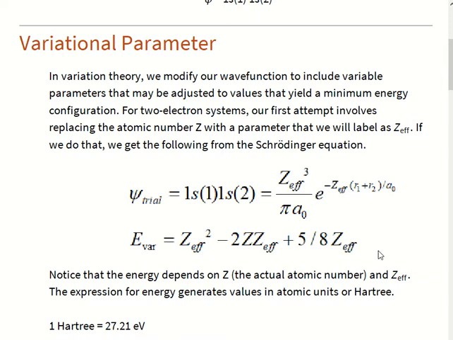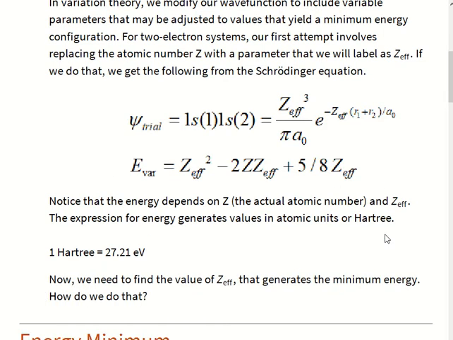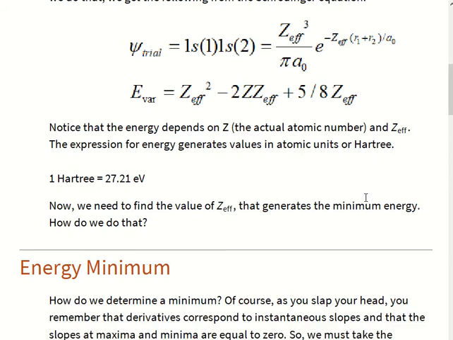All right, so here's our variational energy with our parameter Z effective. So what we're trying to do, remember, is find the value of Z effective that gives us the lowest possible energy, because the lowest possible energy is going to correspond to the situation which is closest to the real system. So how do we find that energy minimum?